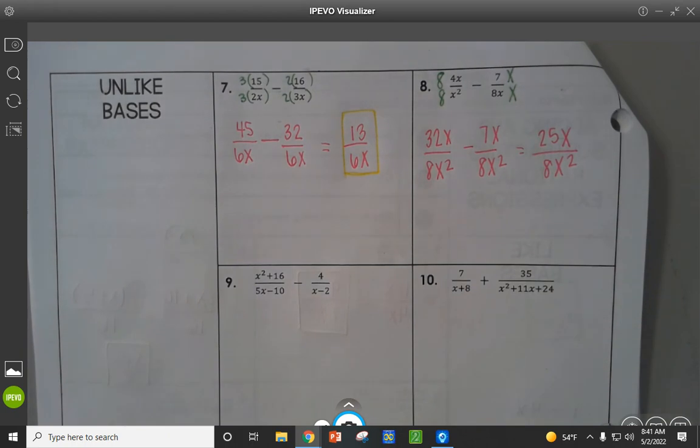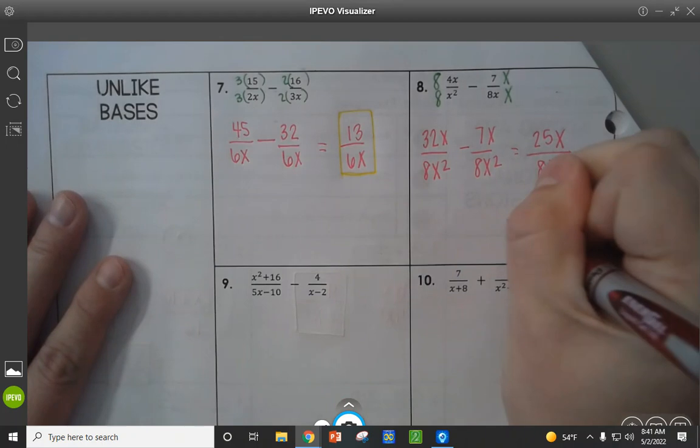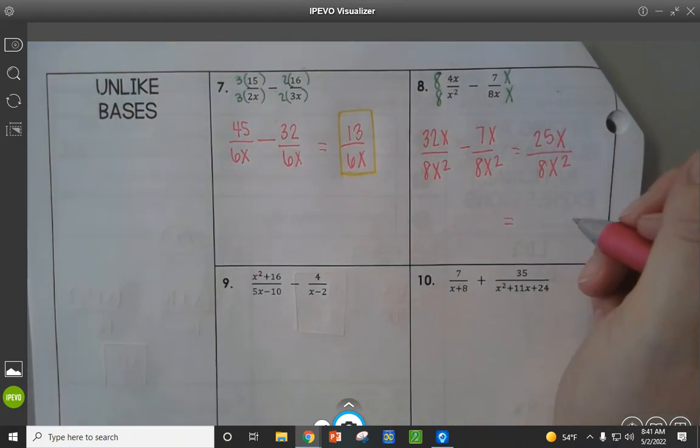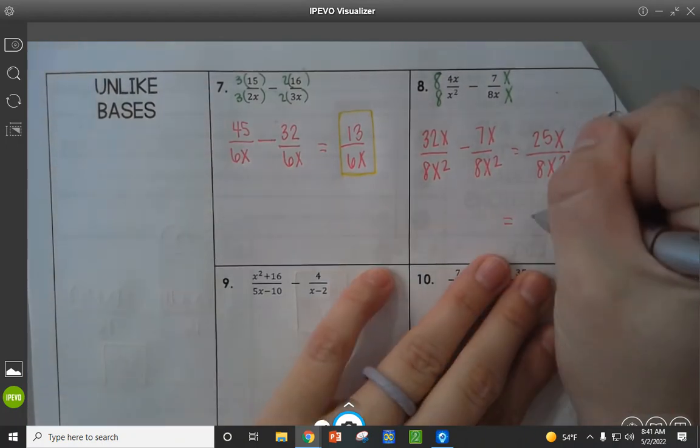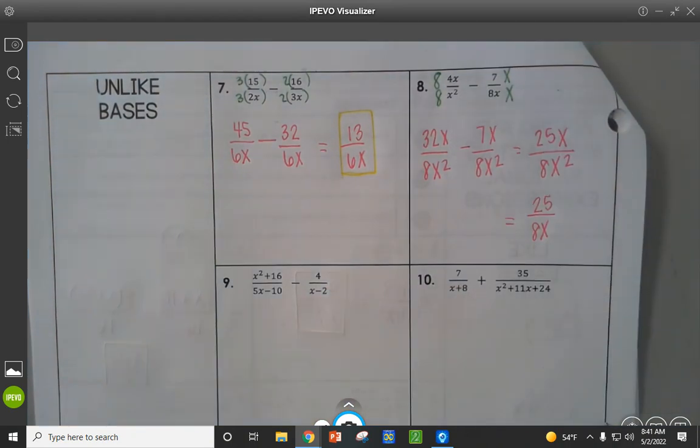Does 25 over 8 simplify? No, but we can simplify these x's. We can cancel out one of the x's in the numerator and one in the denominator, leaving us with 25 over 8x.